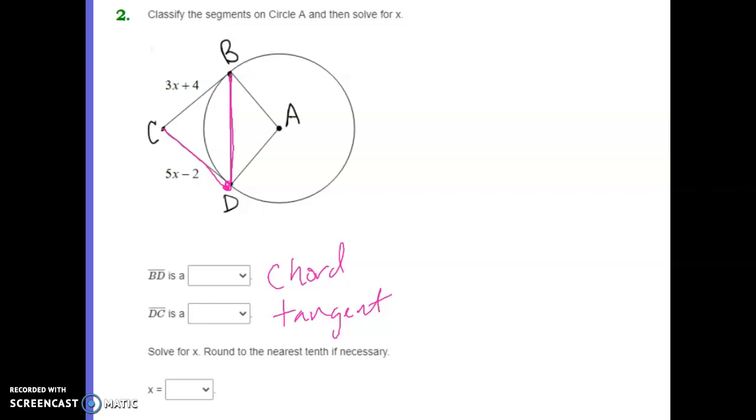So solve for X. Okay, so we're going to say 3x plus 4 equals 5x minus 2, and I told you how to do this in class, but anyway, you just solve for X and you get X is 3.